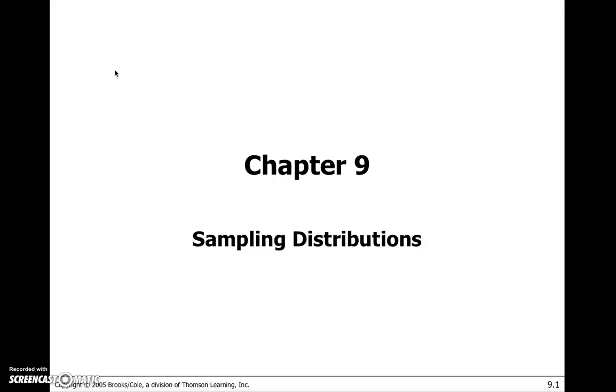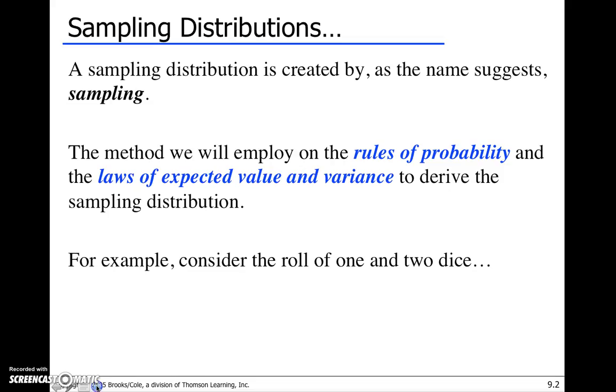We are continuing with statistics, chapter 9. We're looking at sampling distributions. What's a sampling distribution? A sampling distribution is created by, as the name suggests, sampling. The method we will employ, under rules of probability and the laws of expected value and variance, is to derive the sampling distribution. For example, consider the roll of one and two dice.